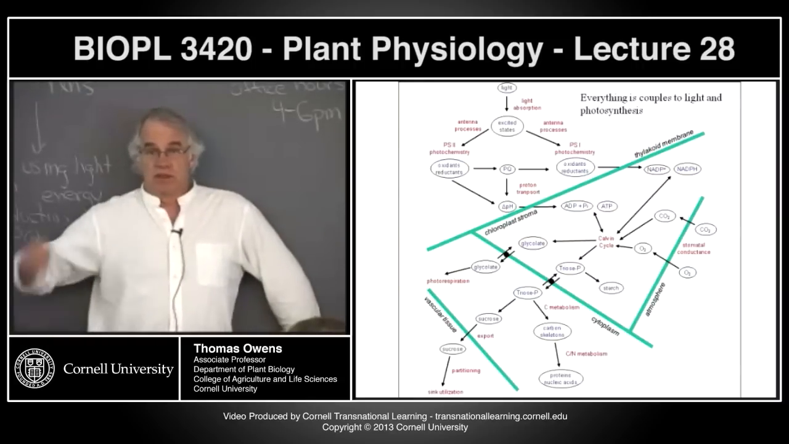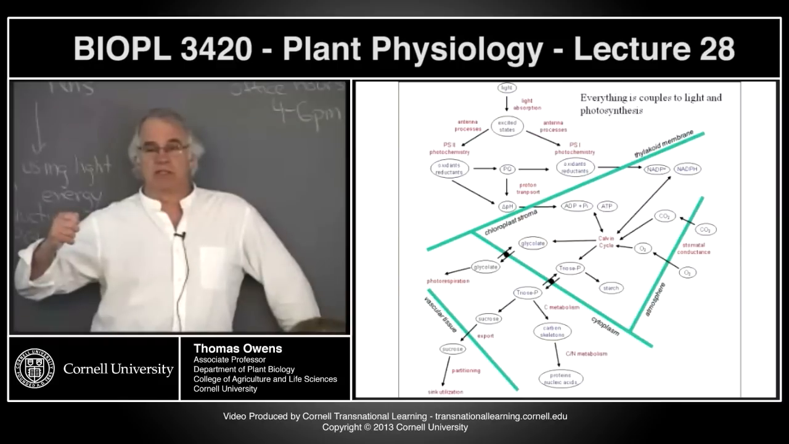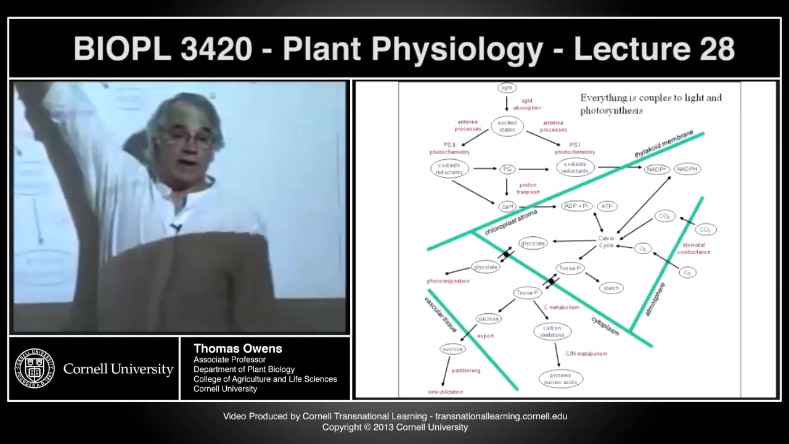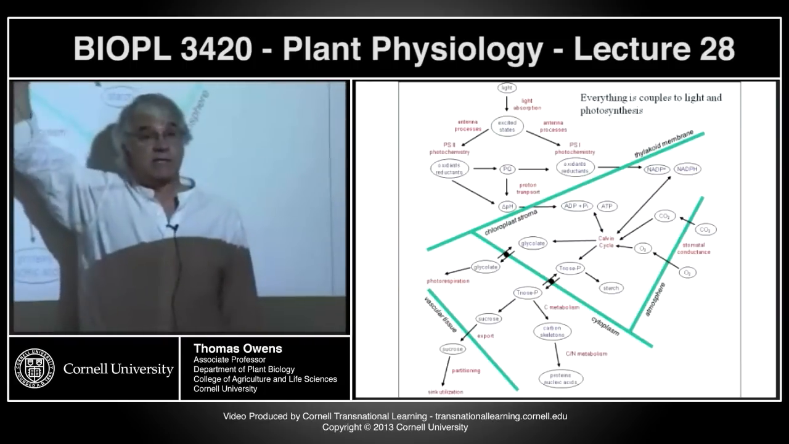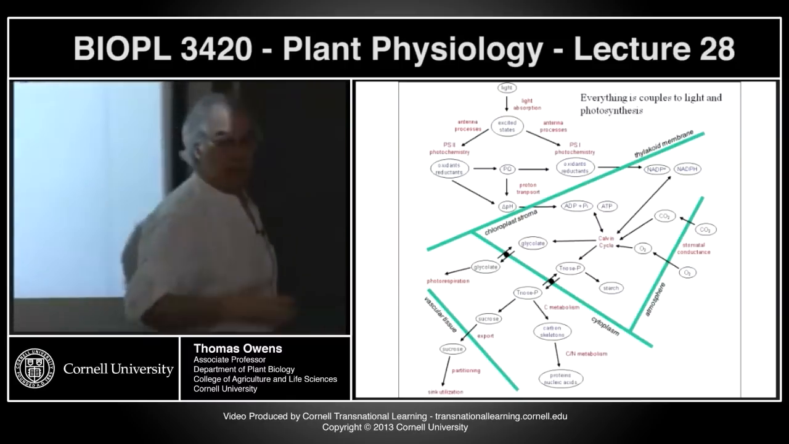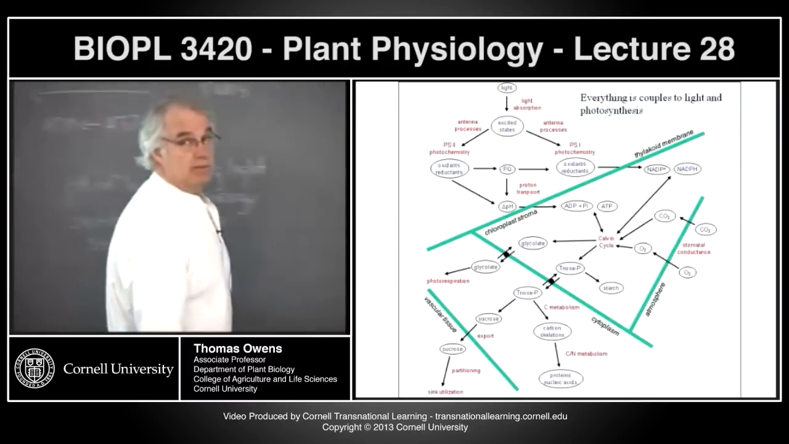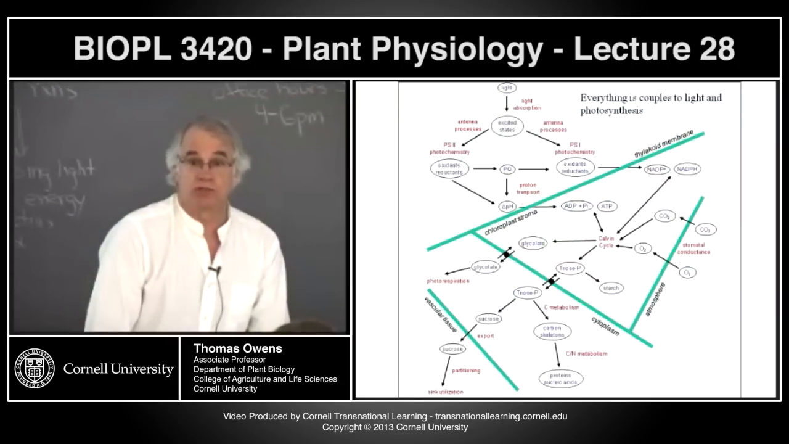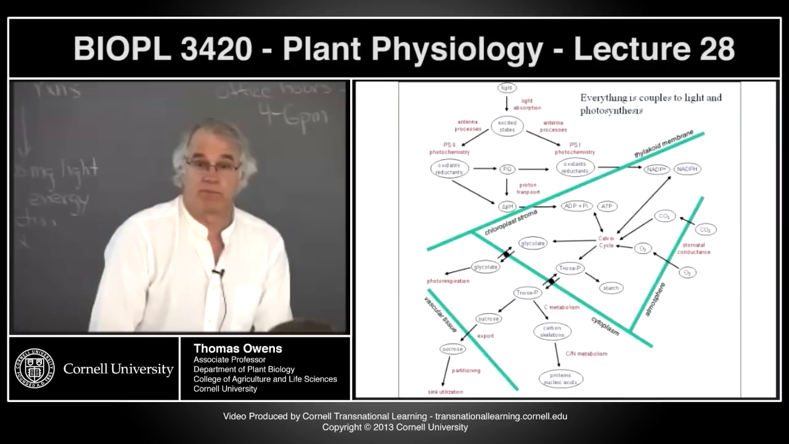So the thing that I want you to take away from this is that what happens up here with the light reactions of photosynthesis, remember that these things can trigger formation of reactive oxygen species if there's more light being absorbed. And reactive oxygen species trigger all sorts of stress responses in plants.